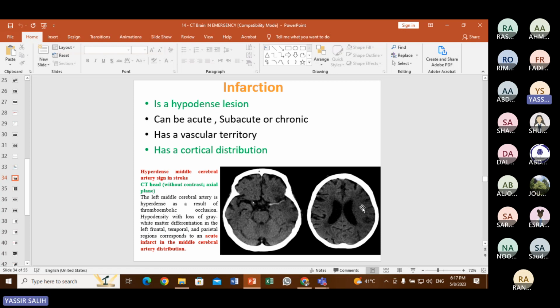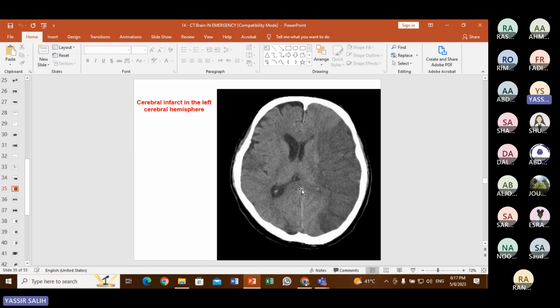وعملنا سي تي بعد ذاك بتيجي تشوف لك بتظهر لك الهايبودنسيتي دي. لاحظتوا المنطقة دي بقت هايبودنس. This is a hyperdense middle cerebral artery sign in early stroke. This is CT without contrast. You can see this hypodensity of cortical distribution. لاحظوا ملصقة هنا adherent to the cortex, cortical distributed. Follows the middle vascular territory. يعني هي follows مثلا دي area supplied by the middle cerebral artery and part of the posterior cerebral artery. This is due to middle cerebral artery occlusion.